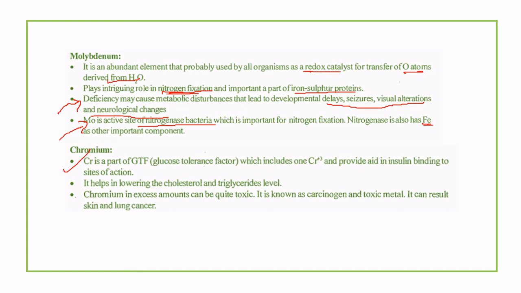Then comes chromium. Chromium is a part of GTF, that is glucose tolerance factor, which includes one Cr3+ and aids in insulin binding to its site. It helps in lowering cholesterol and triglyceride levels. So glucose is there, cholesterol is there, triglyceride is there. Everything is related to chromium. In excess amount it can be quite toxic. It is known as a carcinogen and toxic metal. It can result in skin and lung cancer.